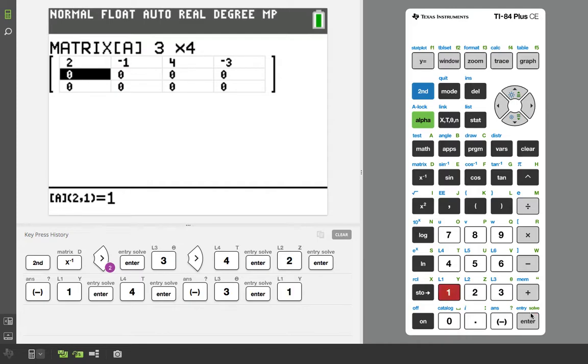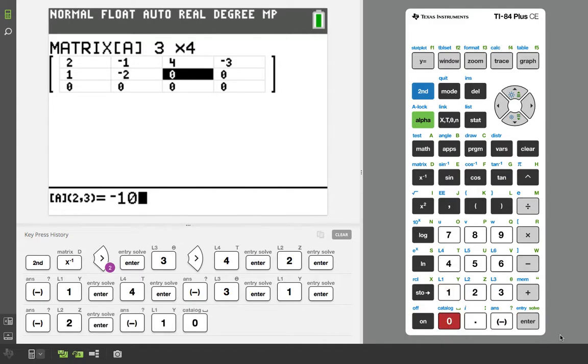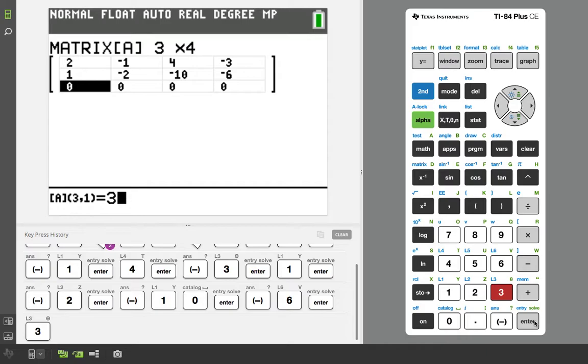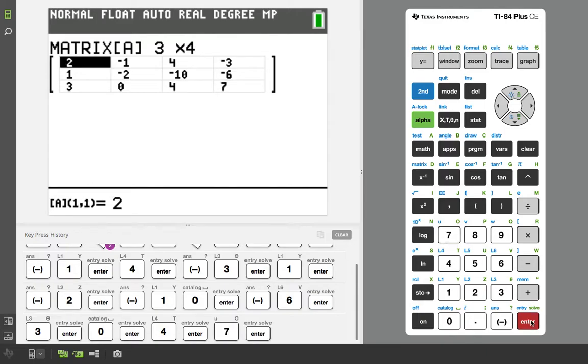And then 1, -2, -10, -6, 3, 0, 4, and 7. So this is also really important that we include our negatives in this, because otherwise we would get different answers.